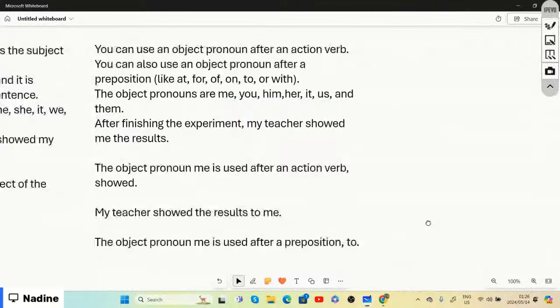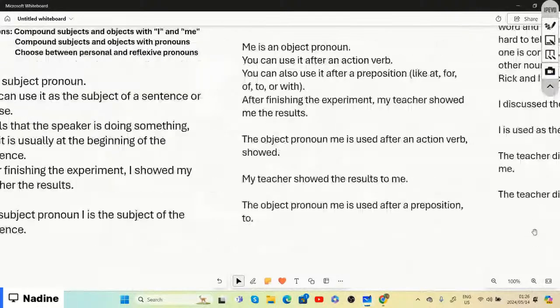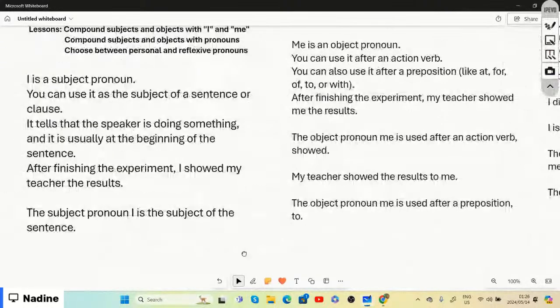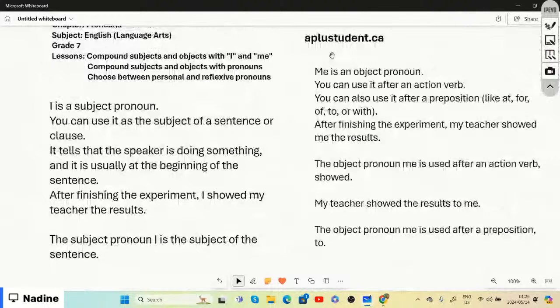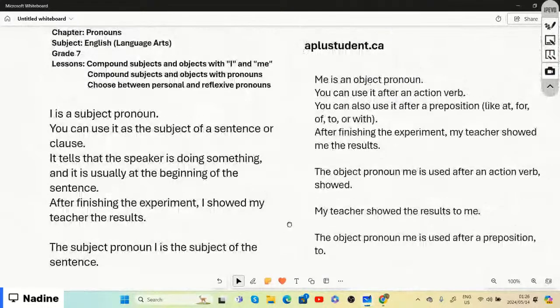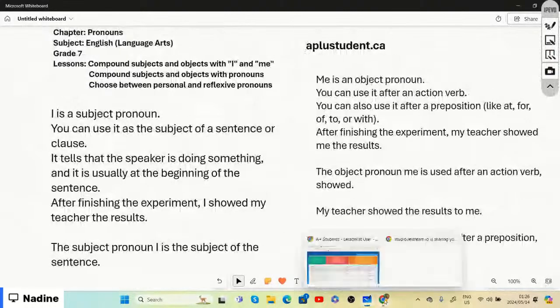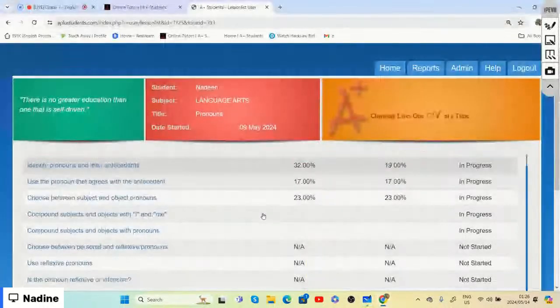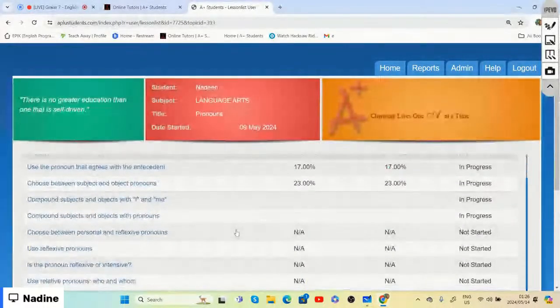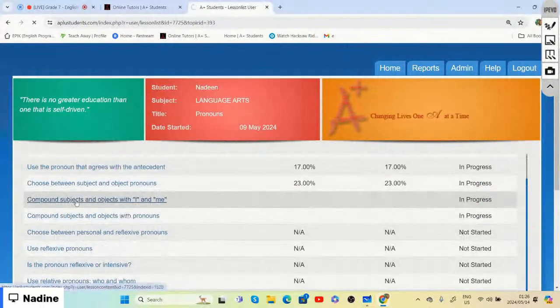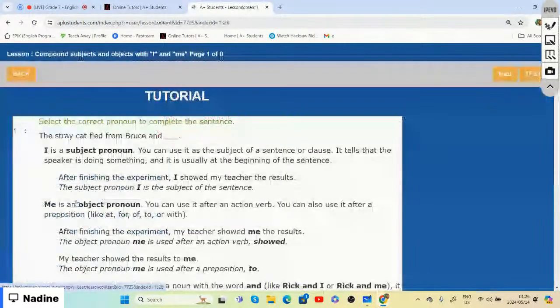All right, so now we're going to aplusstudents.ca, and then we're going to do one or two activities, and then we're going to our tests. Actually, we can go to our tests because we already went over compound subjects and objects with I and me. So we already did that.